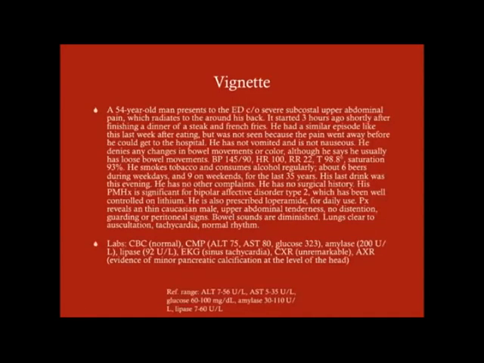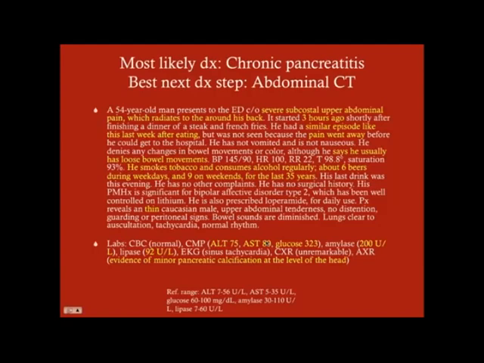And what do we find? So we got a CBC that's normal. The CMP reveals an elevated ALT and AST. AST is greater than ALT. Glucose of 323, which is really high. Amylase is elevated. Lipase is elevated. The EKG shows sinus tach. Chest x-ray is unremarkable, but the abdominal x-ray shows evidence of minor pancreatic calcifications at the level of the pancreatic head. And that's really the kicker there. Just with that phrase, you should know that this is chronic pancreatitis. And you probably knew that because that's what this lecture's on.